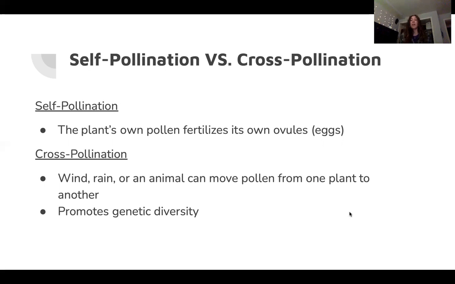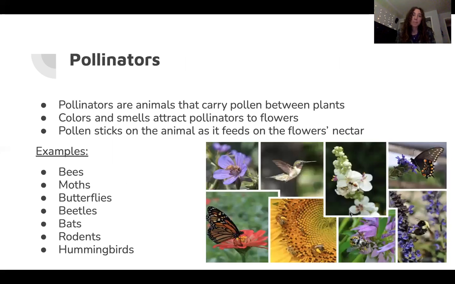Cross-pollination is when outer factors have a role in the process. So wind, rain, or animals, insects can move pollen from one plant to another. This is a big promoter of genetic diversity, considering that an animal can take pollen from a flower a mile away and bring it to another flower, which provides for great genetic diversity.